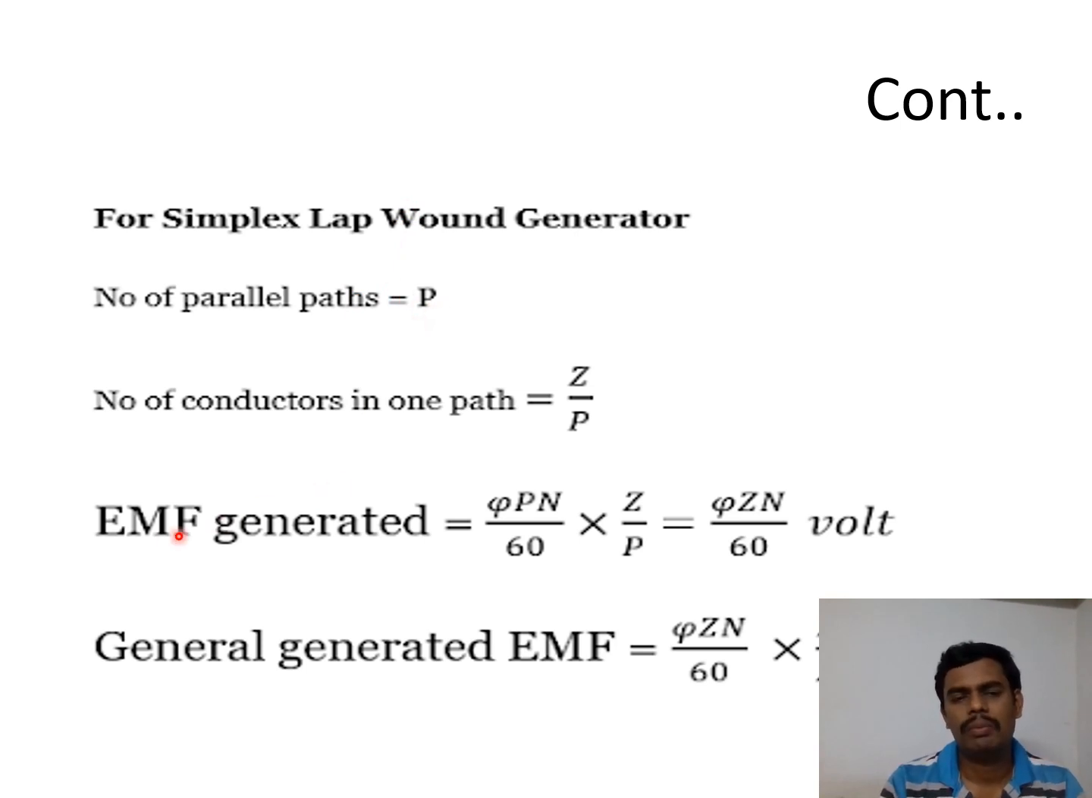Next, the total amount of EMF generated is equal to phi Z N by 60 into P by A, where A is nothing but the parallel paths. Here for lap winding, A is equal to P. Therefore, phi Z N by 60 into P by A, or P by P, is equal to phi Z N by 60 volts in case of lap winding.